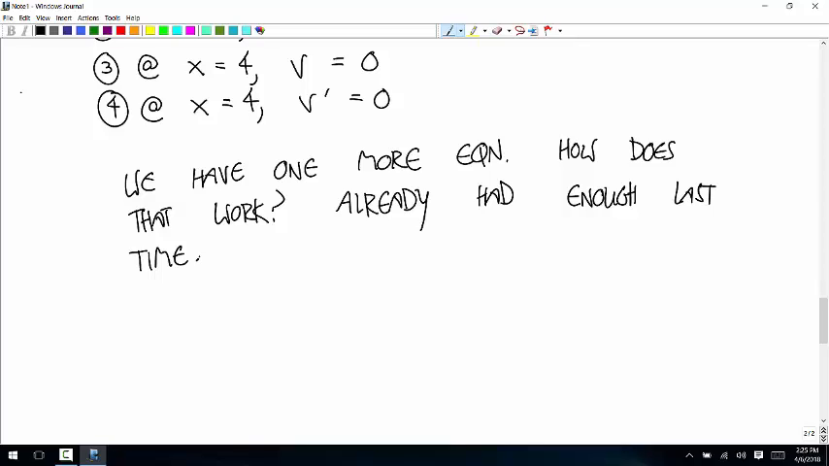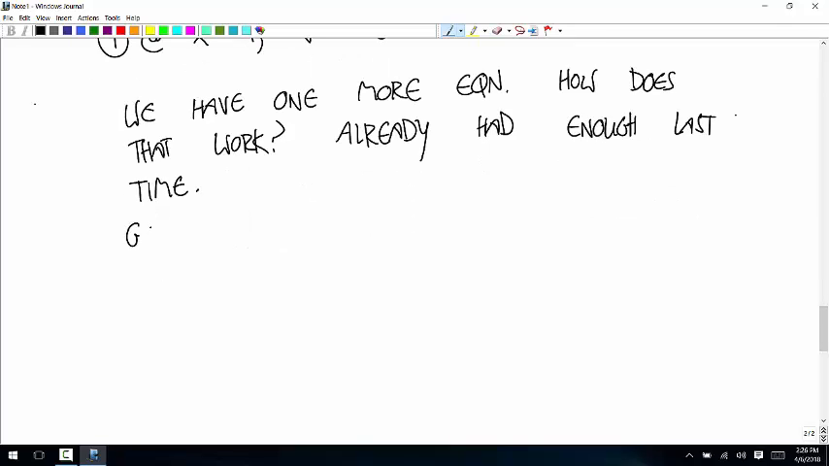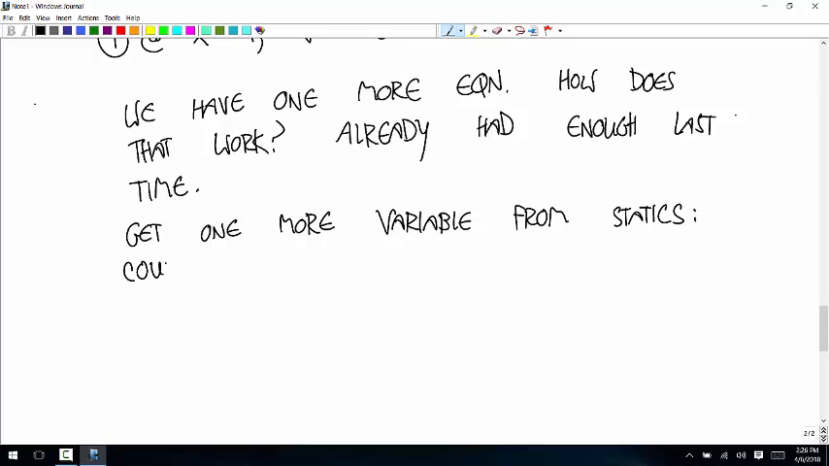Well, actually, the answer is that when you do the statics, remember that you get a new variable. Yes, the horizontal force is still 0, but now you have a couple because it's a fixed joint. So you get one more variable from the statics. That's the couple on the right.